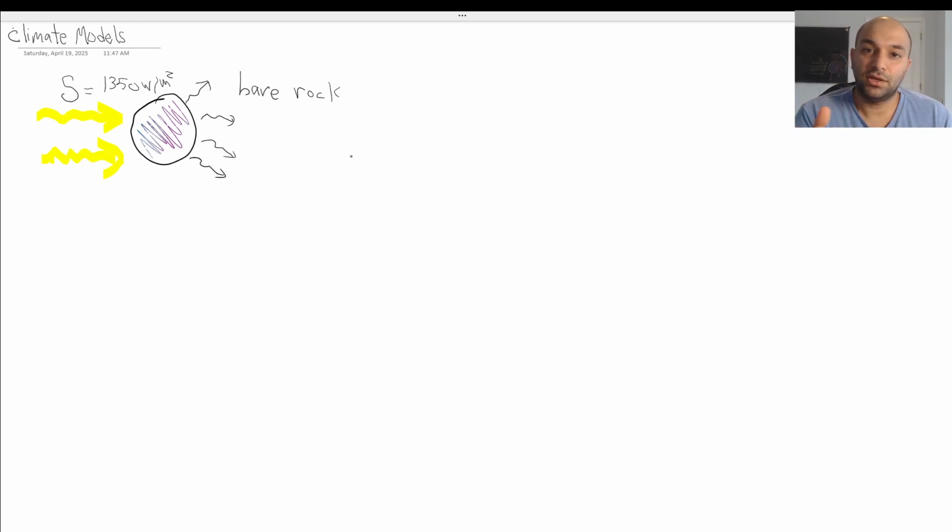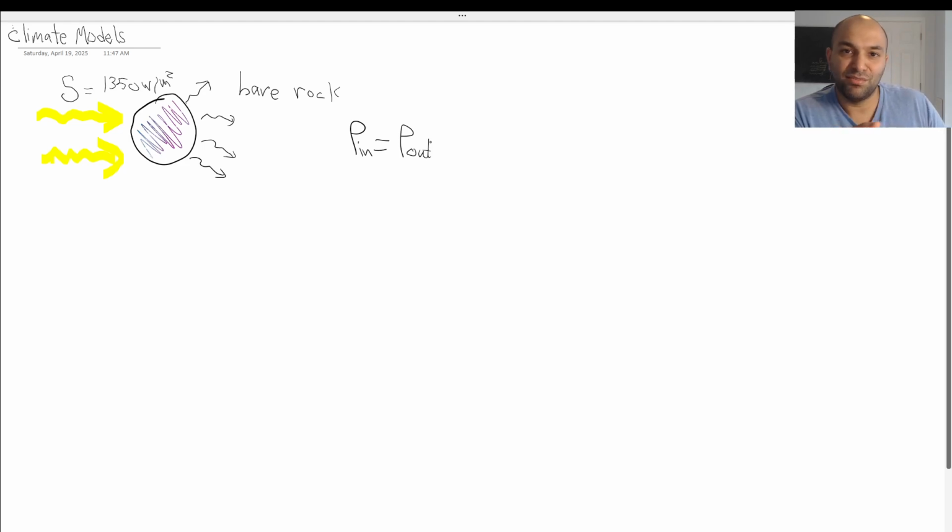So the way that you predict the temperature is to say the power in, whatever goes into this rock, equals whatever is out. Because that's when the temperature stays constant. If you're getting more input power than you're emitting, then your temperature is actually currently increasing. If you're emitting more than you're receiving, then you're cooling down. So when those two things are equal, that's when you reach a steady state in temperature.